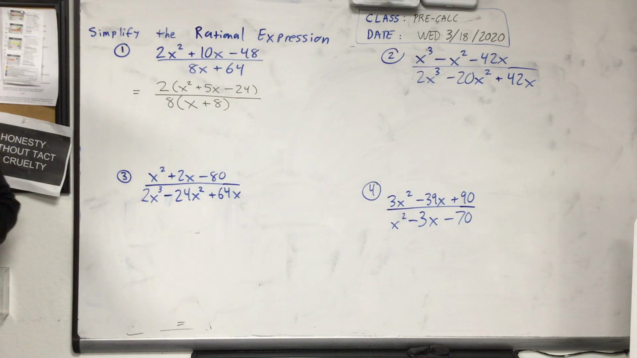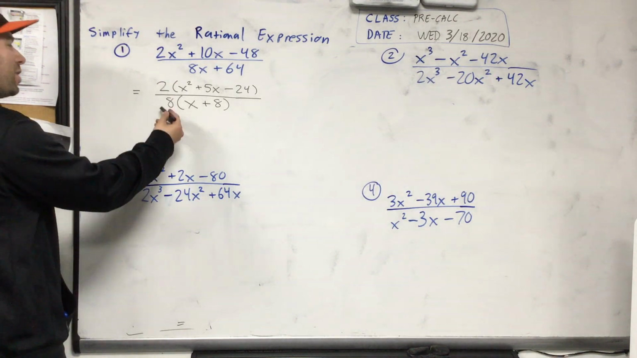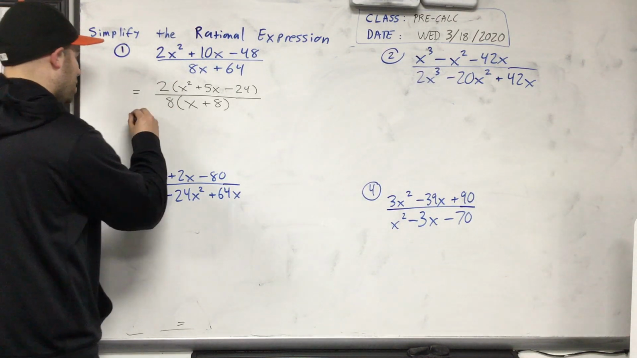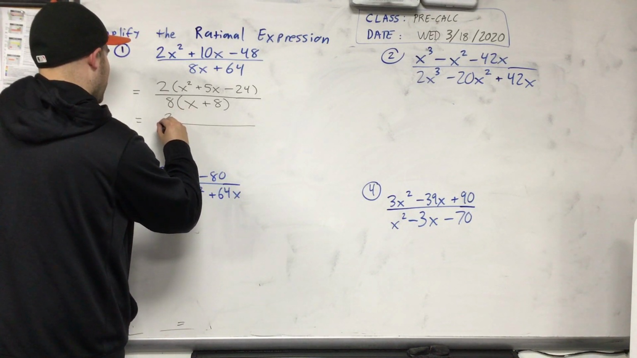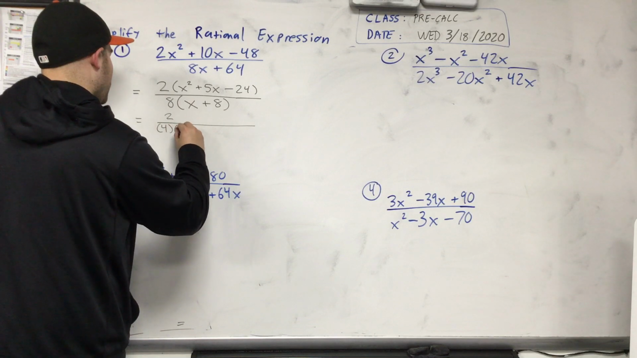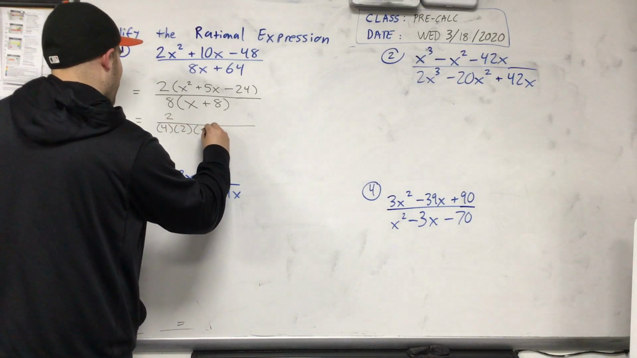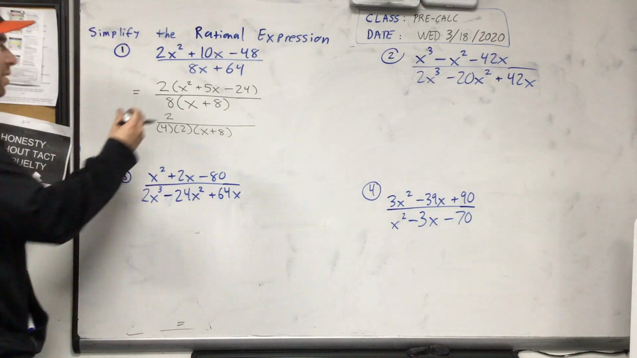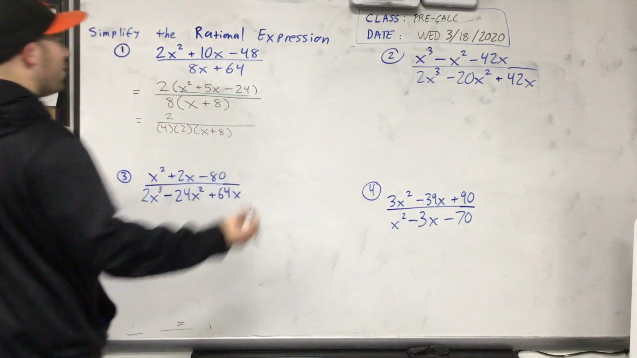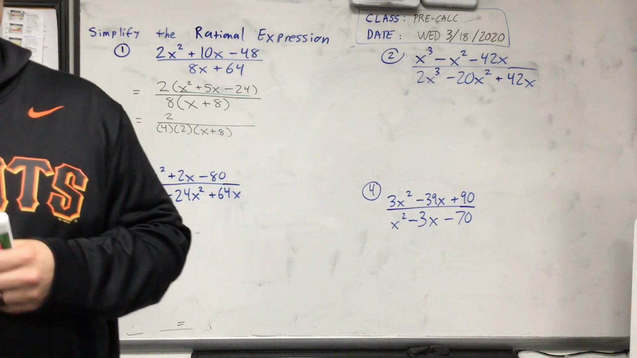Are we done factoring? Not quite. In fact, I know I can simplify 2/8 to become 1/4, so I'm just going to show my work. Well, I'm going to call this 2. I'm going to call this 4 times 2 times x plus 8. And I got to factor this part right here. This x squared plus 5x minus 24 needs to get factored.